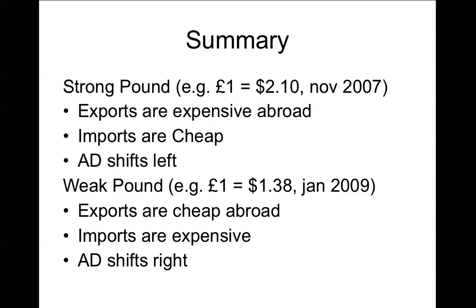A summary from last year is you should remember that a strong pound, for example, when the pound was equal to $2.10, like it was in November 2007, means that exports are expensive abroad, your imports are cheap, and AD will shift left, because remember, exports are things that you're selling and they help your aggregate demand, whereas imports are things you're buying in, and so that's going to shift your aggregate demand curve left. Whereas when you have a weak pound, like it was in January 2009, where a pound bought only $1.38, your exports are cheap abroad, you sell more exports abroad, your imports are expensive, so you buy less of those, and so your AD curve will shift right.